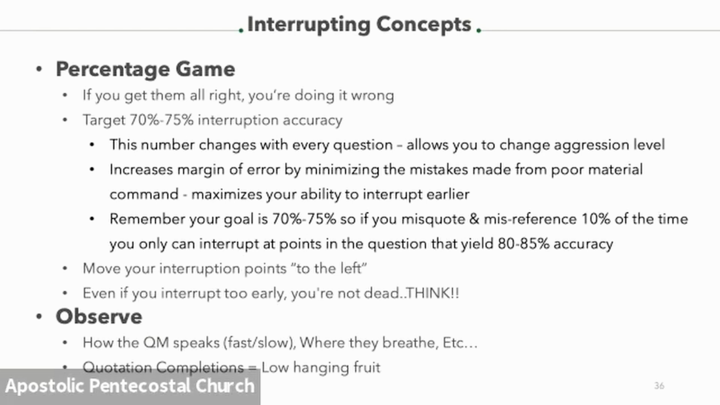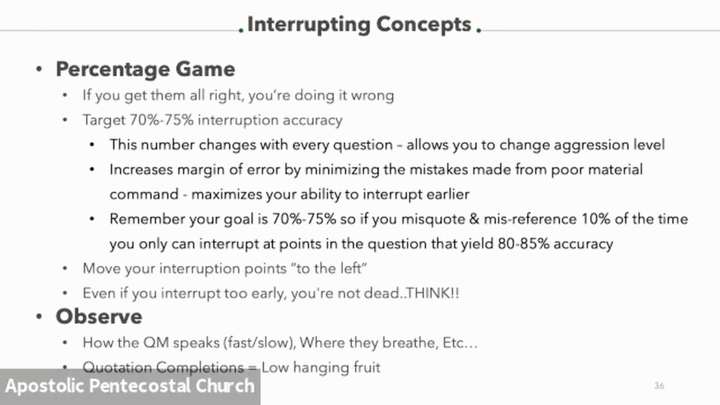The reason that this number is 70 to 75 and not 60 is because the 60 doesn't account for them beating you to the buzzer and getting some questions correct, or not getting them correct. But the historical number is if you get 70 to 75% correct, you will win a large portion of your quizzes. That's what you're really targeting in that interruption percentage.